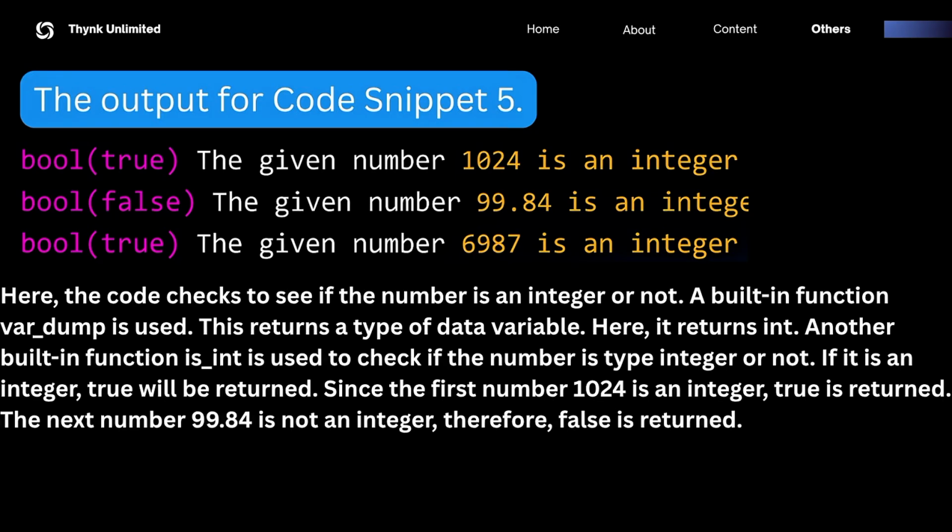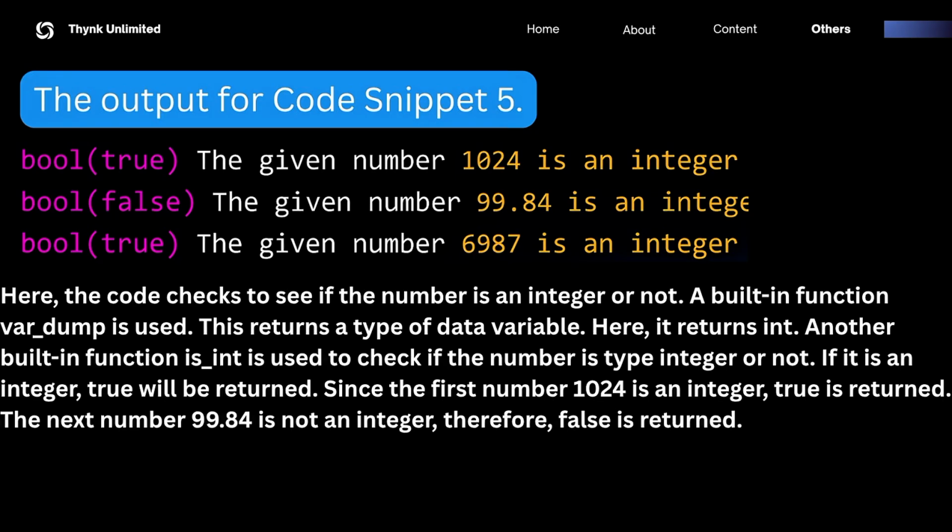How PHP processes these checks. Here's what happens step by step. is_int checks if the variable's data type is integer. It returns true if it is, false if not. var_dump outputs both the data type and the result, true or false. echo prints the explanatory message to make the output more human-readable.